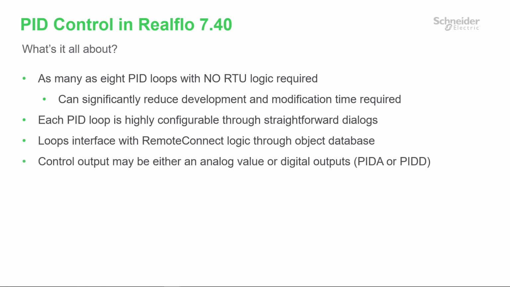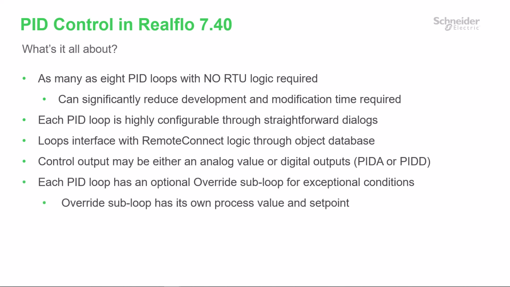The control output may be either an analog value, similar to the PID-A block in Telepace Studio, or digital outputs, similar to the PID-D block. Each PID loop has an optional override subloop that can take control under exceptional circumstances. The override subloop has its own process value and setpoint. With this new capability, PID loop control, tuning, and monitoring are all done through Realflo.